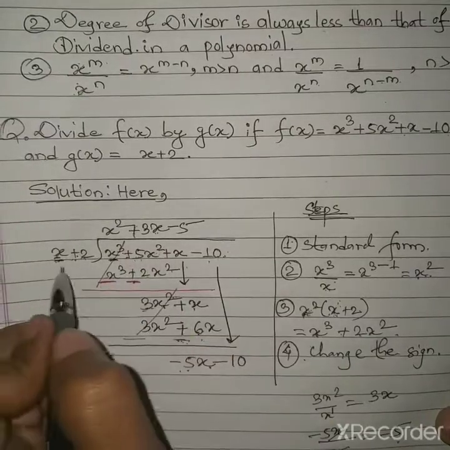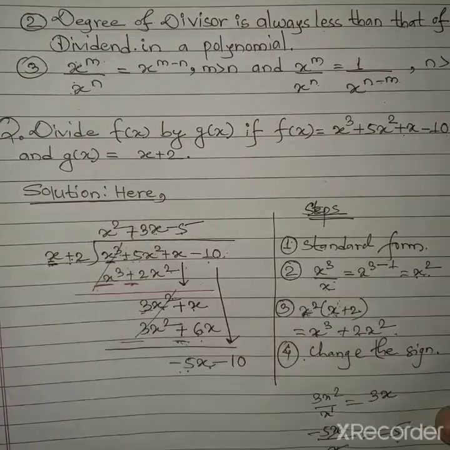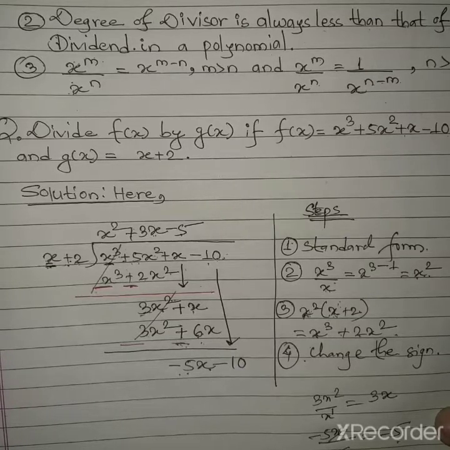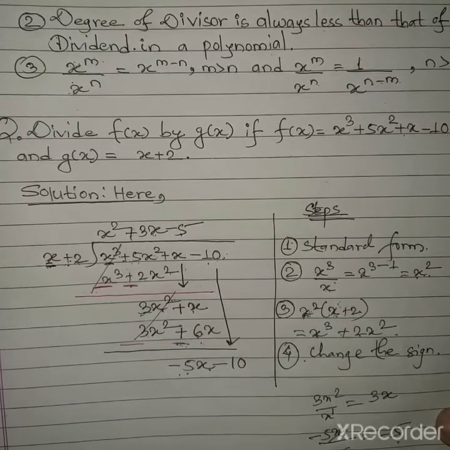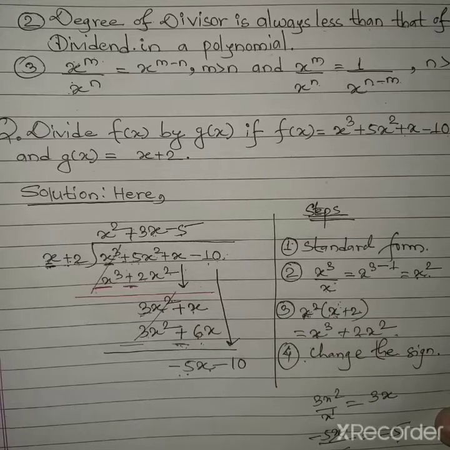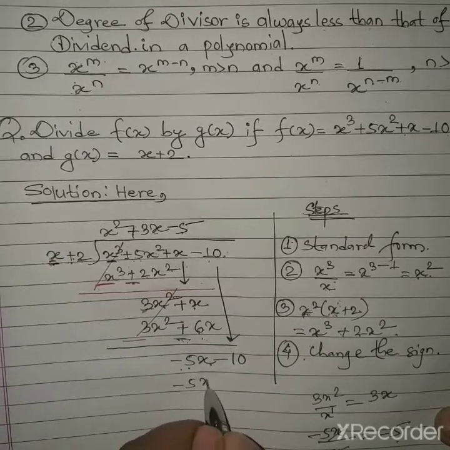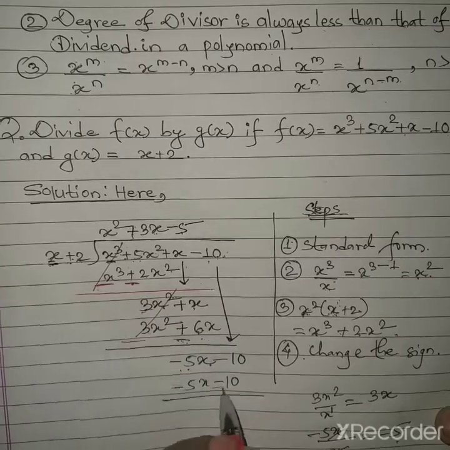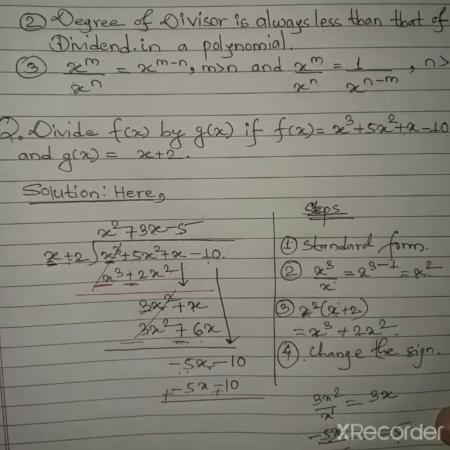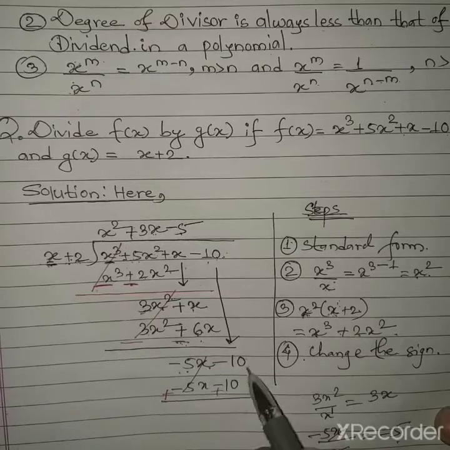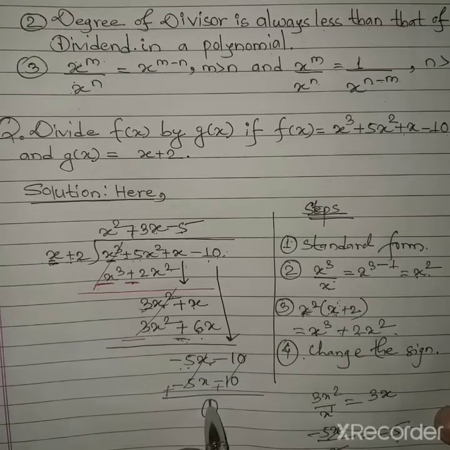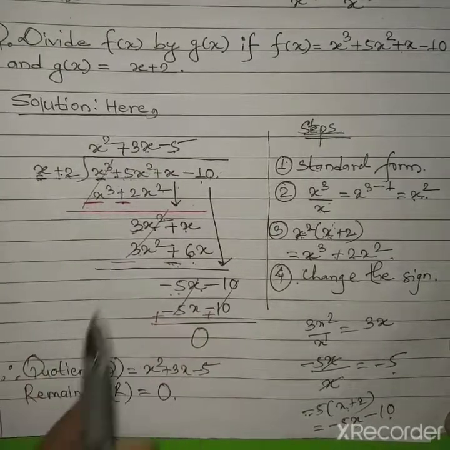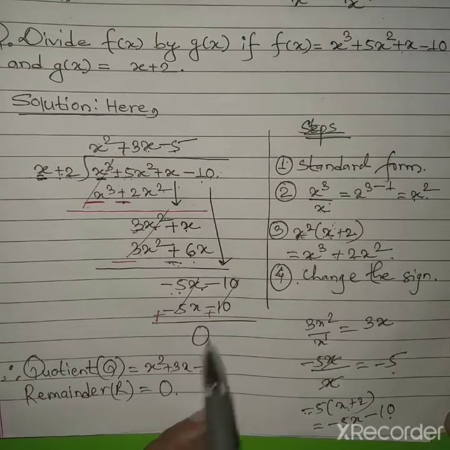Now x plus 2 multiplied by minus 5, so minus 5 times x plus 2 gives minus 5x minus 10, since opening the bracket with a minus gives negative. Write this minus 5x minus 10 here. Now change the sign, don't forget to change the sign. Both terms cancel out, and the remainder is 0. So finally we got the quotient x square plus 3x minus 5, whereas the remainder is 0.